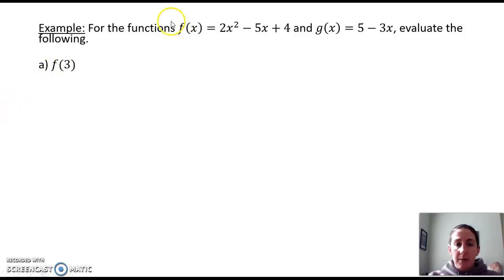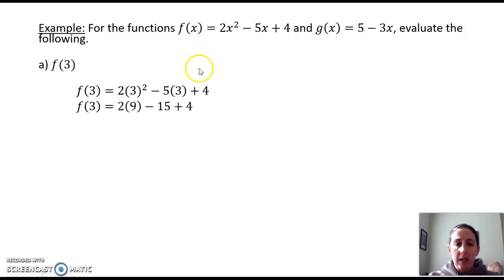So this f means I'm using the f function, and this 3 means I'm inputting for this x and all x's a 3. So into my f function, each of these x's will be replaced with 3, and then I'll just follow my order of operations to solve. 3 squared is 9. 2 times 9 is 18, minus 5 times 3 is 15, plus 4. And 18 minus 15 is 3, plus 4 gives me 7. So the function f evaluated at 3 is 7.